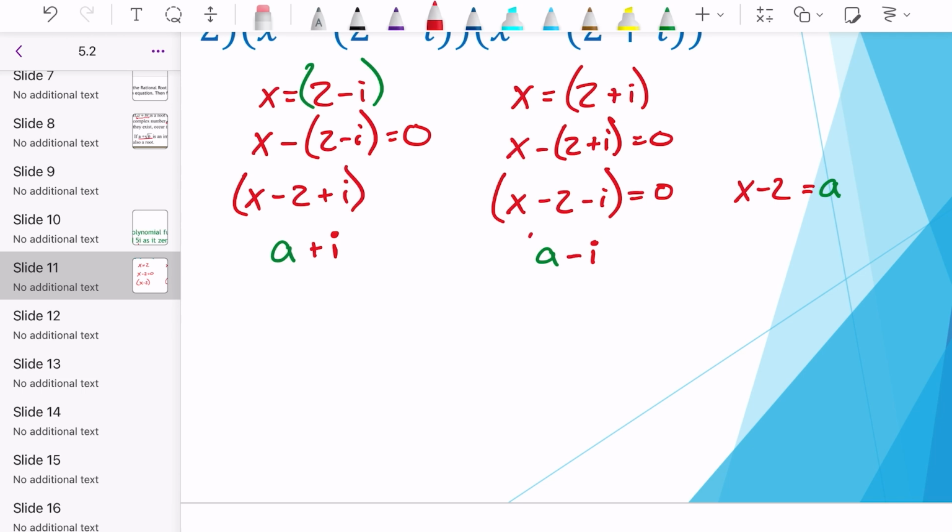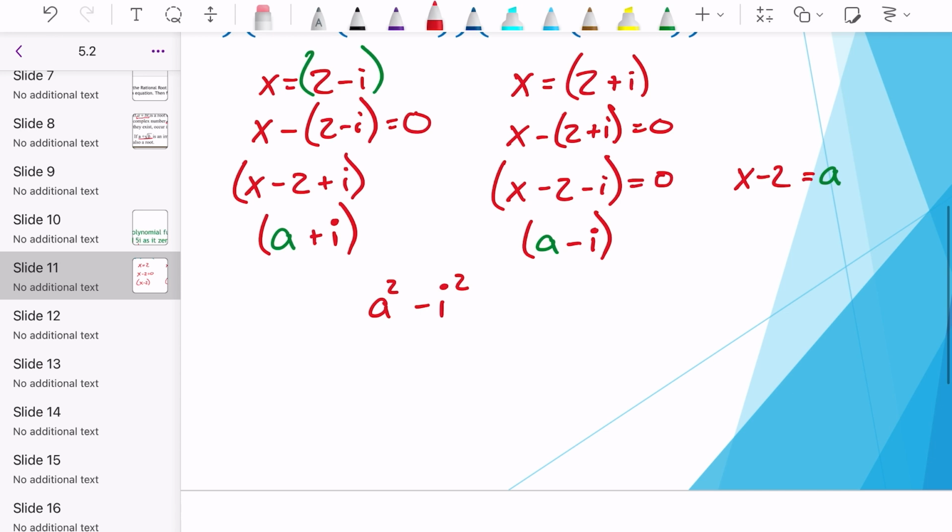Remember, here, what we're trying to do is find the function, which means we are going to have to multiply these two together. Because they are the same besides the middle sign, we are looking at a difference of squares. So this would leave you with a squared minus i squared. And this is where we can begin to plug in our different pieces.